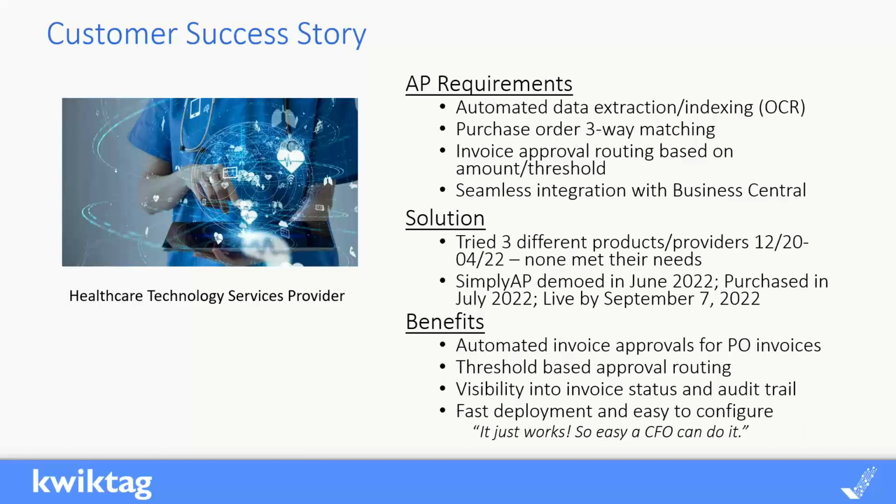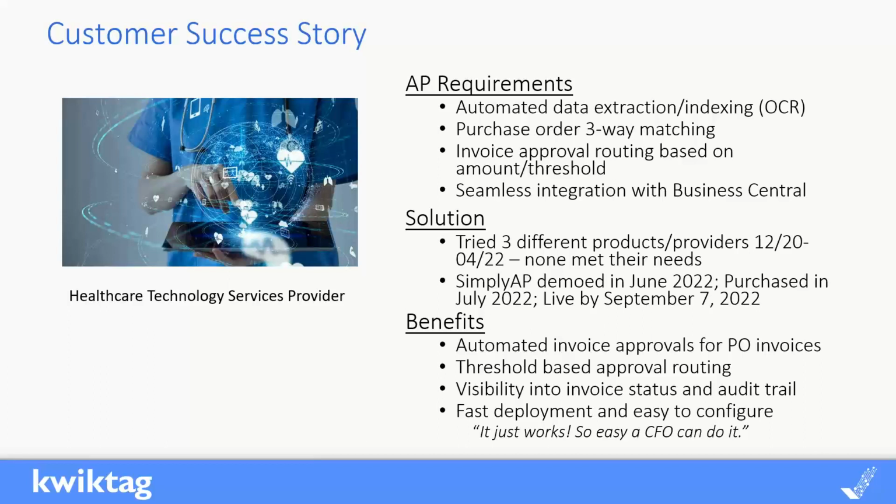So their requirements were very much like what we've just covered. They needed automatic data extraction and indexing, so that intelligent AI OCR was definitely a hit for them. They needed automatic three-way purchase order matching. They needed invoice approval routing based on an amount and threshold. Again, exactly what Michael just demonstrated for us. And again, that seamless integration with Business Central.